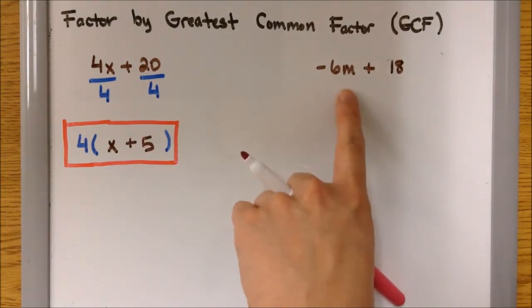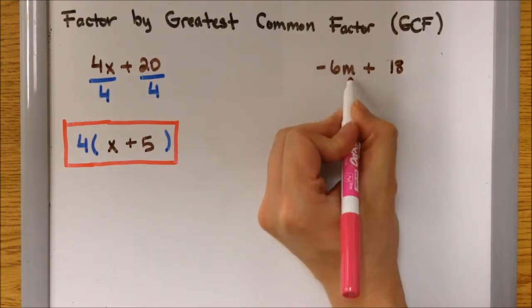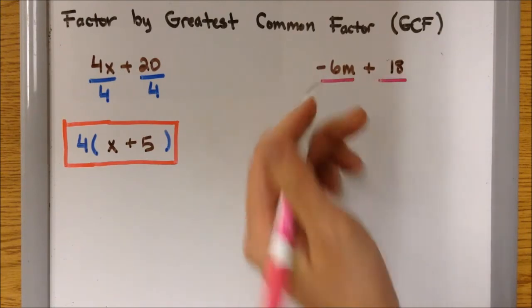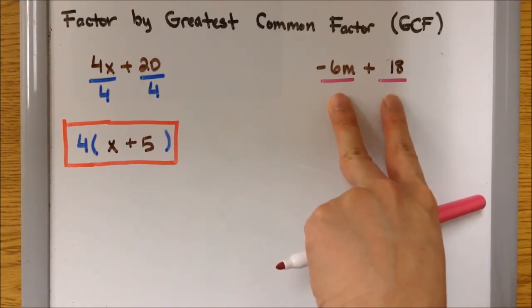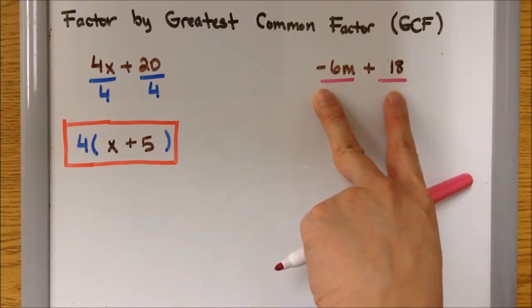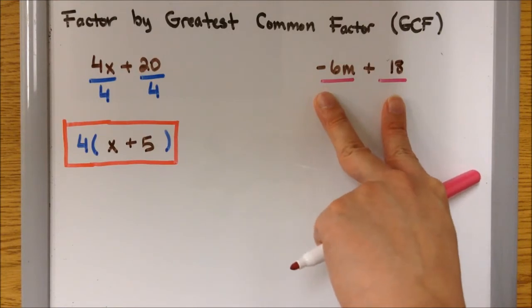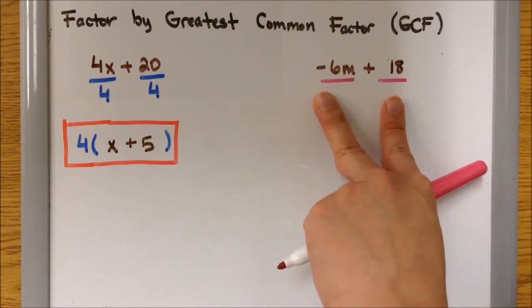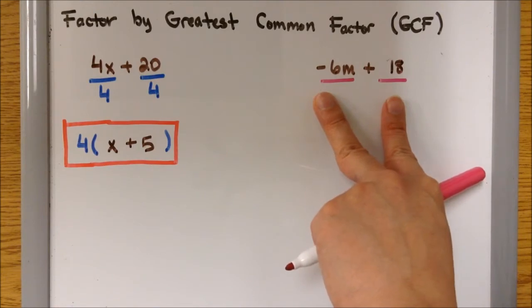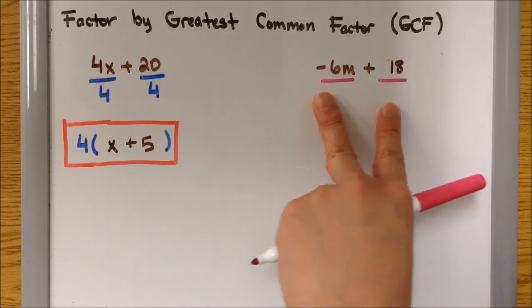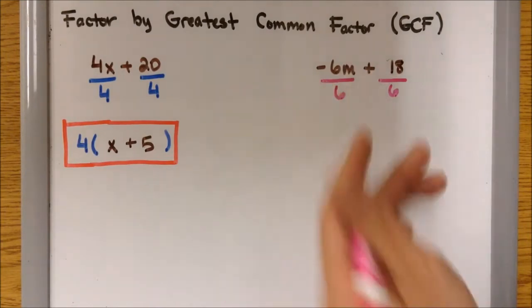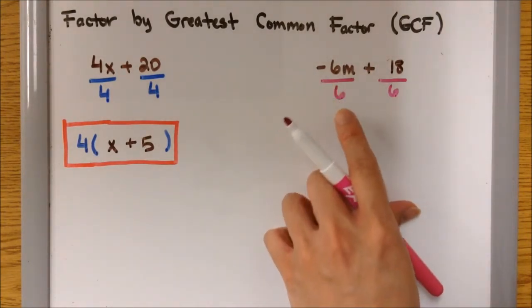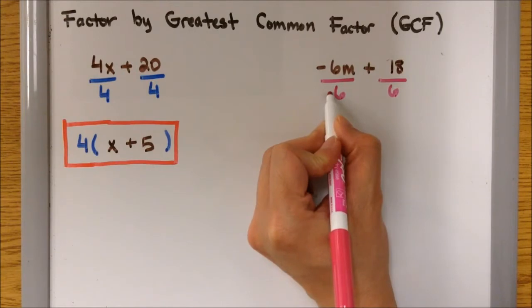We have two terms, negative 6m plus 18. The only thing in common is a number. What's in common between negative 6 and 18? I could use 3, but I could go higher. I could use 2, but again, I can still go higher. Besides 2 and 3, I'm going to use 6. What's different is that our first term is negative, so I'm going to divide the whole thing by negative 6.